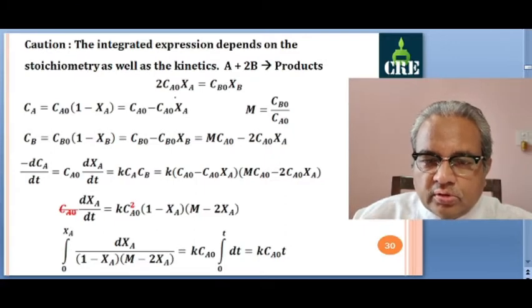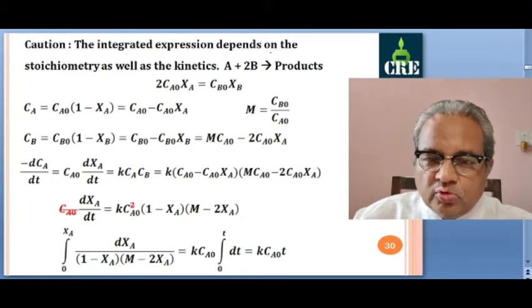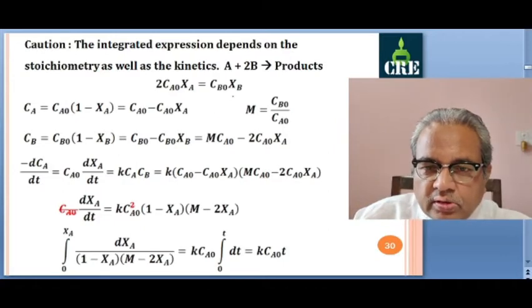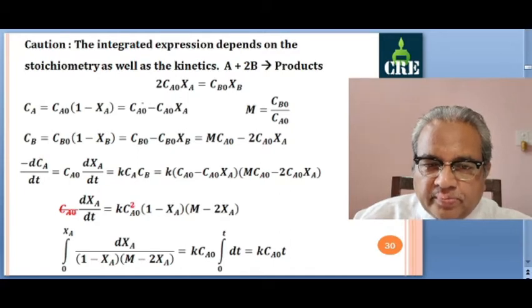So the relationship between XA and XB, that is conversion of A and conversion of B, becomes CB0 XB is equal to 2 times CA0 XA. That means when 1 mole of A is consumed, 2 moles of B are consumed. So the rate of consumption of B is 2 times that of the rate of consumption of A.